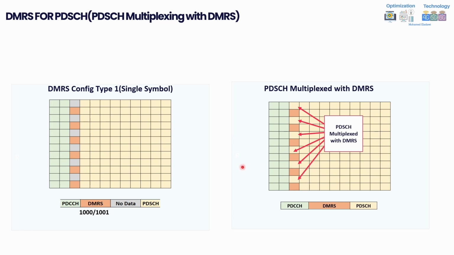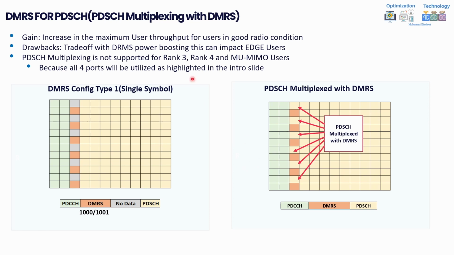So this is the first part about the DMRS. And this is the summary: this can increase the maximum user throughput for users in a good radio condition who are also high demand users using most of the resources. Second, as a drawback, this will be a trade-off with DMRS power boosting, which can impact the edge users, and it does not support rank 3, rank 4, or multi-user MIMO as we highlighted, because all 4 ports or resource elements will be utilized for DMRS. In that case, we cannot have any multiplexing.